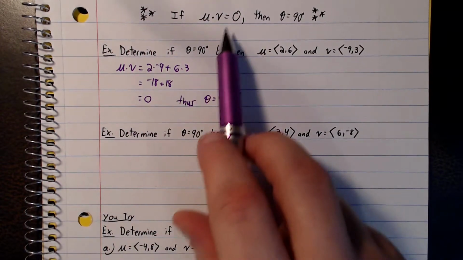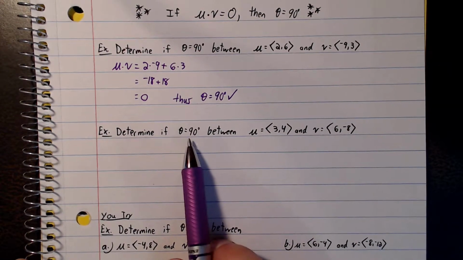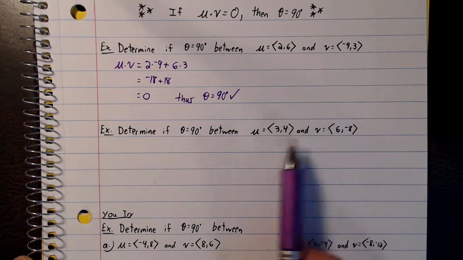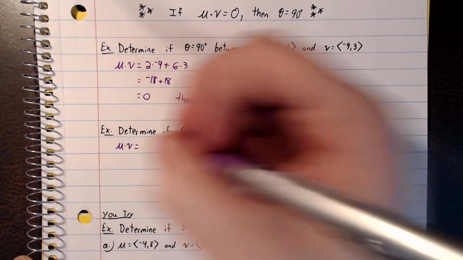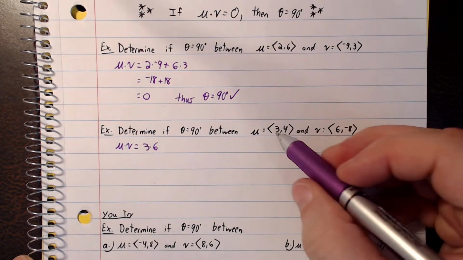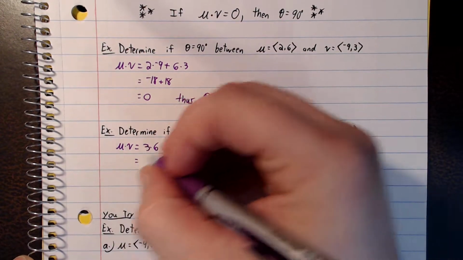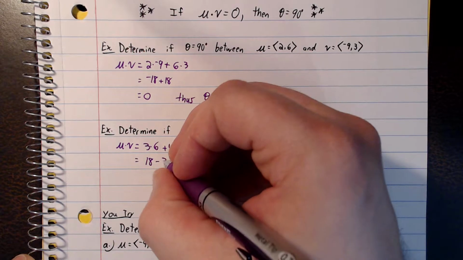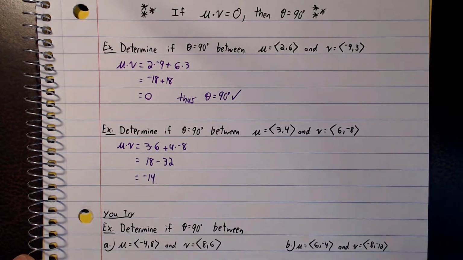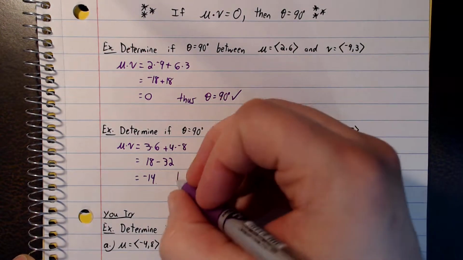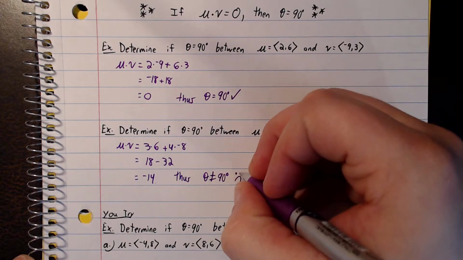Okay, we came up with 0. If it's 0, then theta is 90. Okay, try a second problem. We want to determine if theta equals 90 between these two vectors. Right, so we got to do the u dot v thing again. Right, so 3 times 6 this time plus 4 times negative 8. 3 times 6 is 18. 4 times negative 8 is negative 32. When we add those, we get negative 14. That is not 0, so it's not equal to 90. I guess that's a sad answer.